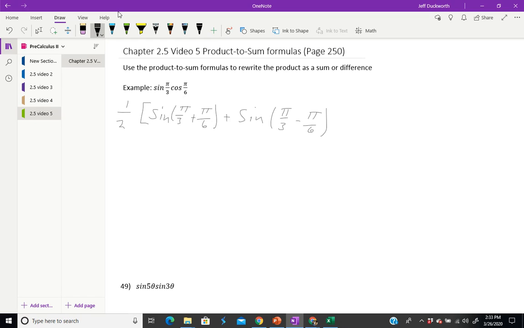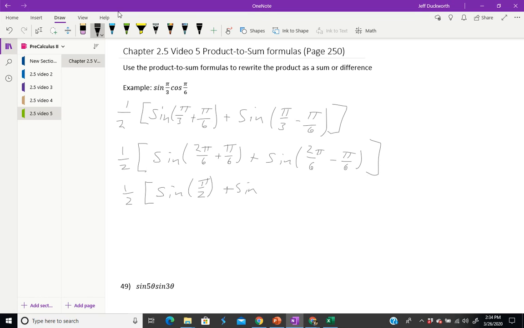All right, so then we need a common denominator for each of these. So we have 1/2 sine of 2 pi by 6 plus pi by 6. Sine of 2 pi by 6 minus pi by 6. So I do that subtraction, and I'm left with sine 2 plus 1 is 3, so 3 pi by 6 reduces to pi by 2. And this one, we have 2 pi by 6 minus 1 pi by 6, so that's just pi by 6.